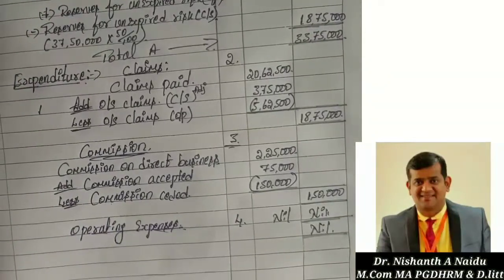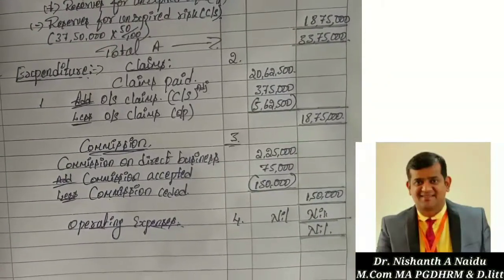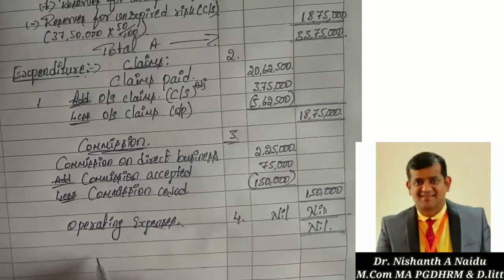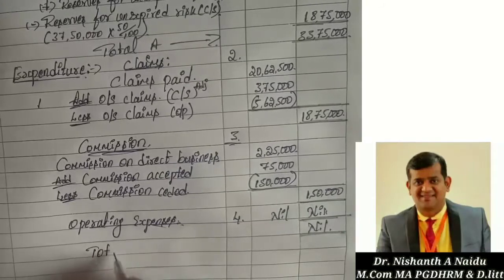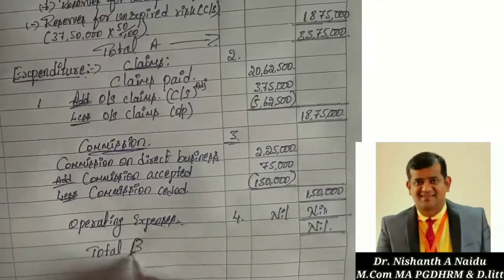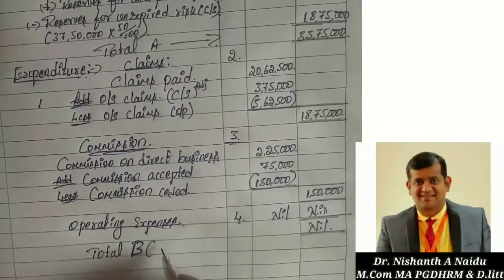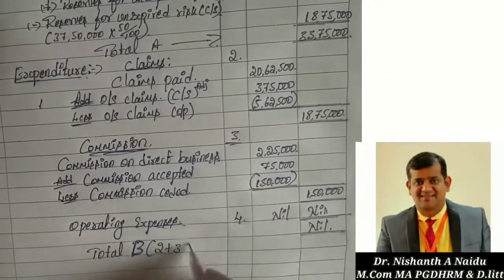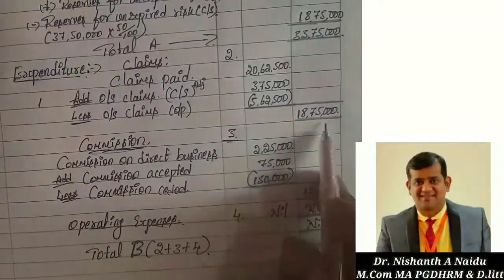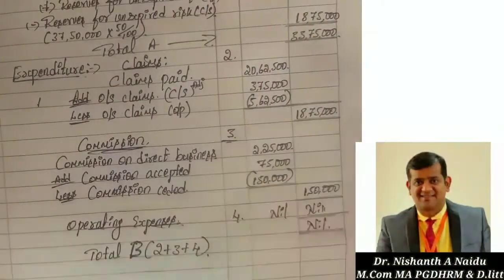Okay, so now we are done with the operating expenses part, that is schedule number 4. So next what we are supposed to do, we should total B. We have to do the total B, that is 2 plus 3 plus 4. So 2 plus 3 plus 4, that is 18,75,000 rupees.